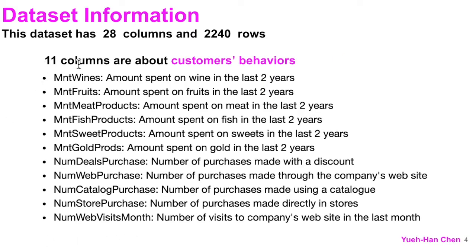There are also 11 columns about customers' behaviors. For example, the total amount spent on wine in the last 2 years, and also on fruits, meat products, fish products, sweet products, and gold products. Also, they have columns to document the total number of purchases made with a discount, the total number of purchases made through the company's website, through the catalog, and directly in stores. And it also has a column to document the total number of visits to the company's website in the last month.